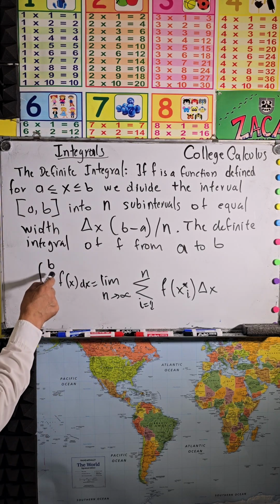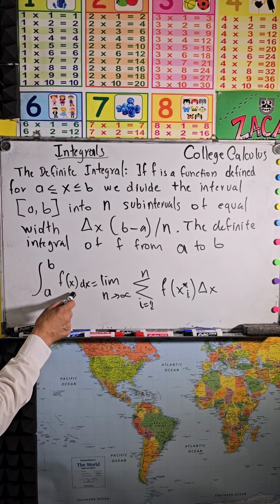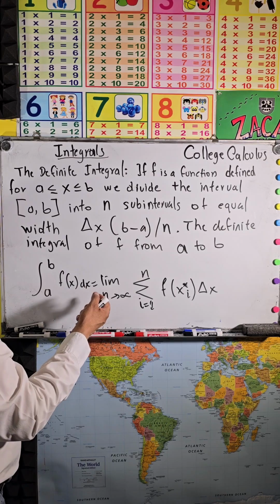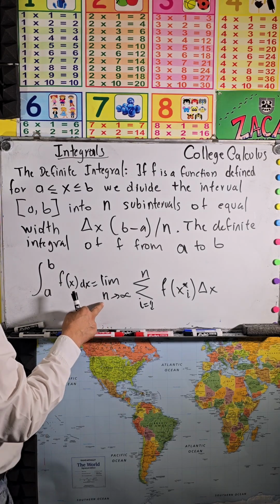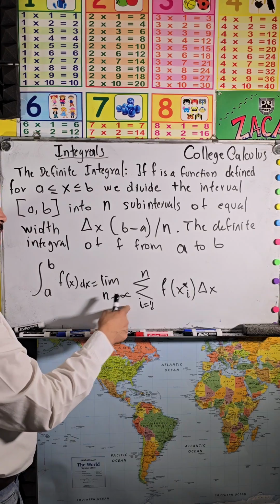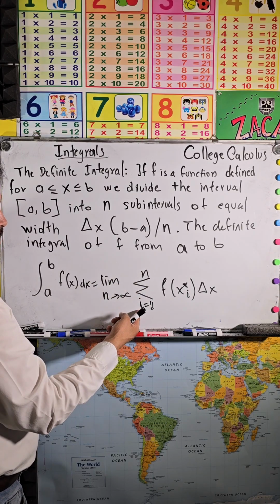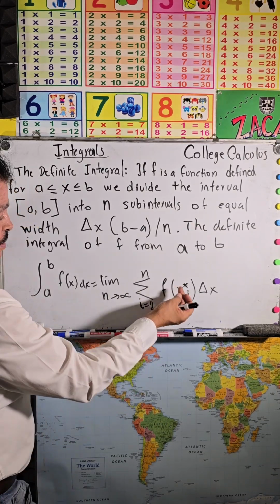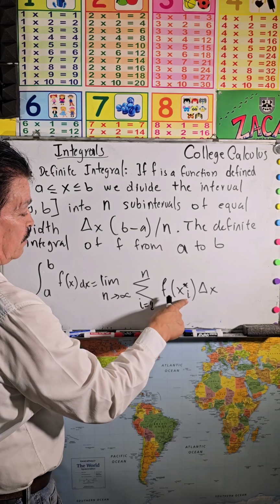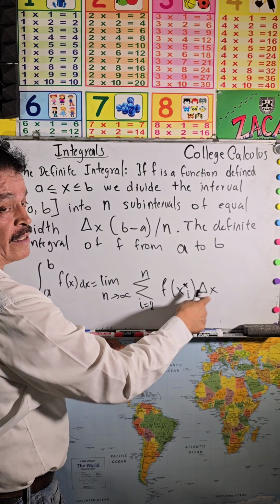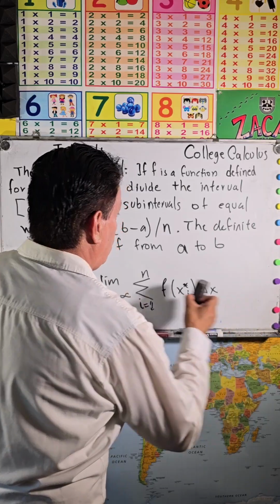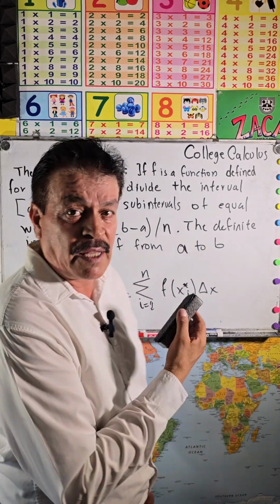So the integral from a to b of f of x dx equals the limit as n approaches infinity of the sum from i equals 1 to n of f of x i star times delta x, all right? This is the main formula about integrals. Let me show you more. This is the main idea and the main concept of our class, all right?